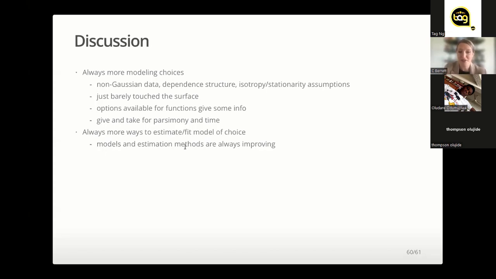And then models and estimation methods are always improving. My favorite package to use was GoR, but it's being archived. You're still able to use it, but it's not going to be updated. They're always updating their methods, based on current work and also on computational structures, and how R is evolving will affect how these methods continue to work in the future.